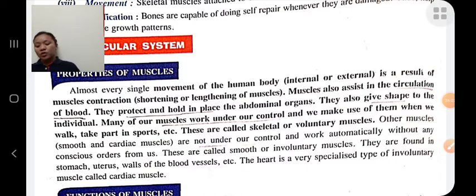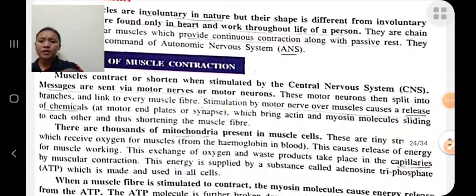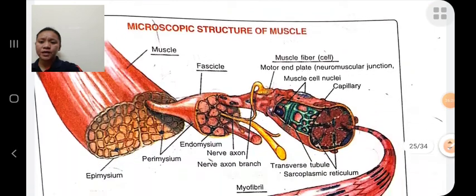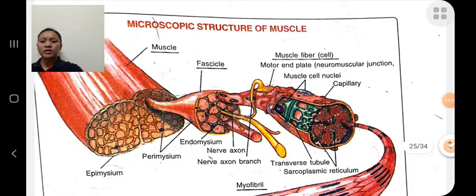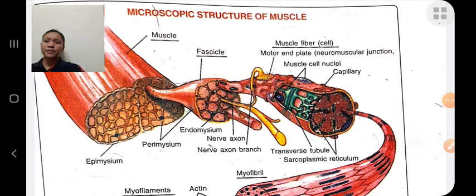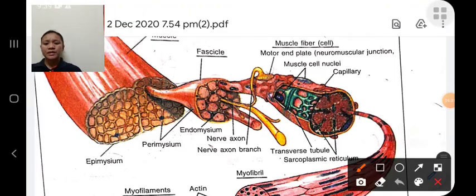Now, the mechanism of muscular contraction: how the muscle contracts. The muscle contracts or shortens when it is stimulated by the central nervous system. Messages are sent via the motor neuron.